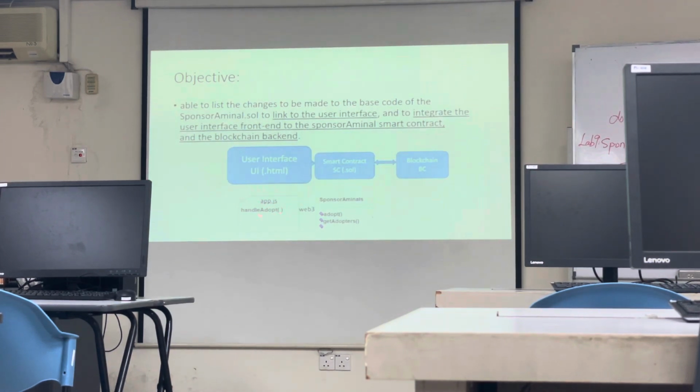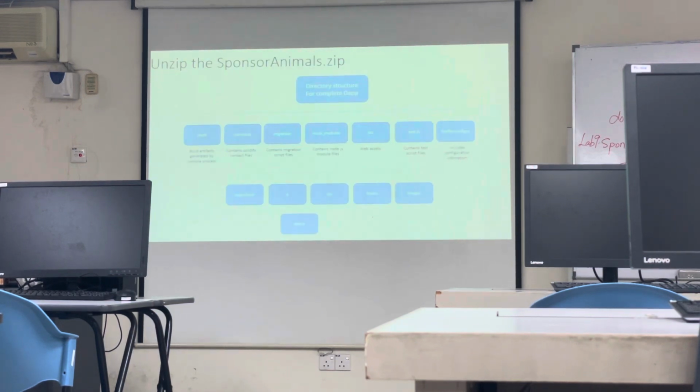Besides that, I also have the one, so under the server script, I will have the handle adopt from here, and then I'm using the web3 linking back to my sponsor animal on the back end. So I will have the function adopt and get adopted. So you can see my function is very simple one. So now you're looking at after you unzip my sponsor animal, you should understand how I'm going to keep my file.